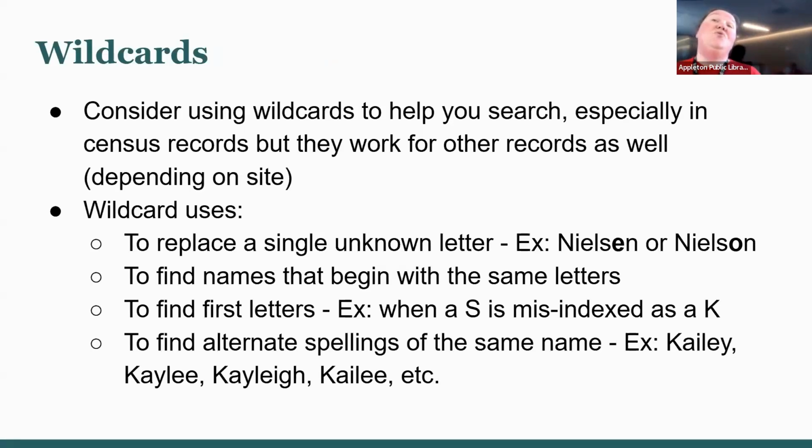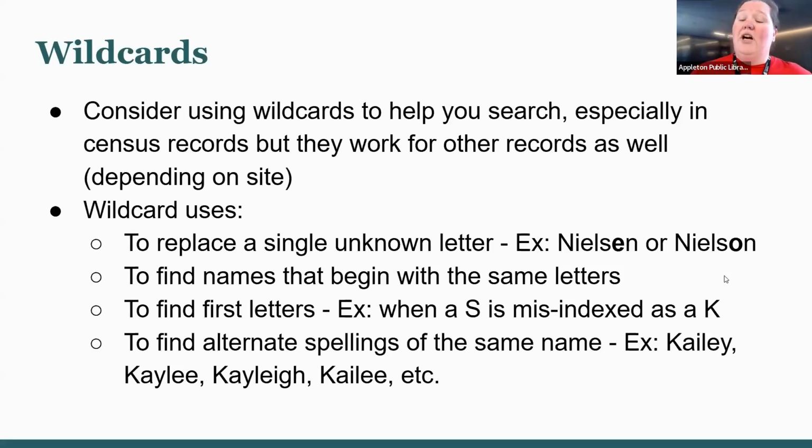One tip is using wildcards. If you're not familiar with wildcards, these can help you search, especially in these census records that are a little bit more difficult, but you can also use them with other record types depending on what website you're using. A wildcard will replace a single unknown letter. So if you have a last name of Nielsen and there might be an E in between the S and the N, or an O in between the S and the N, or any other random letter in there, you can put a wildcard right in between the S and the N.